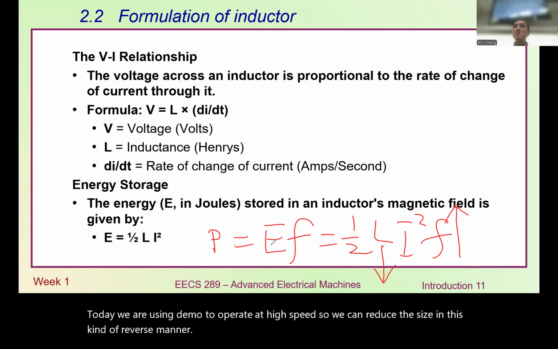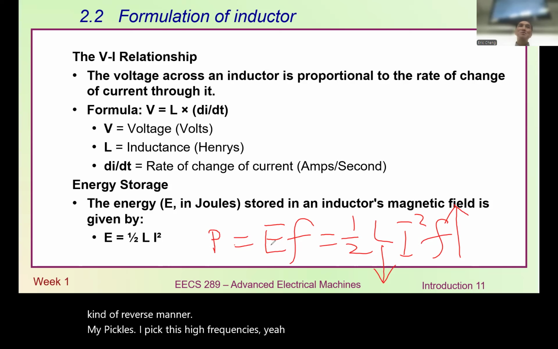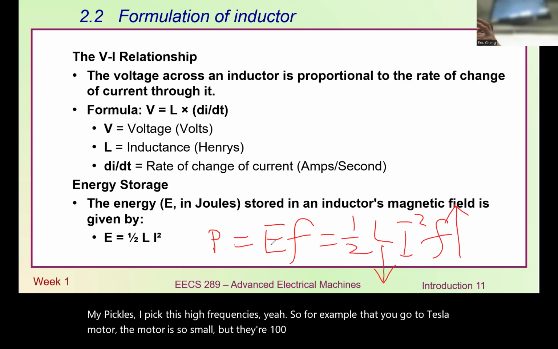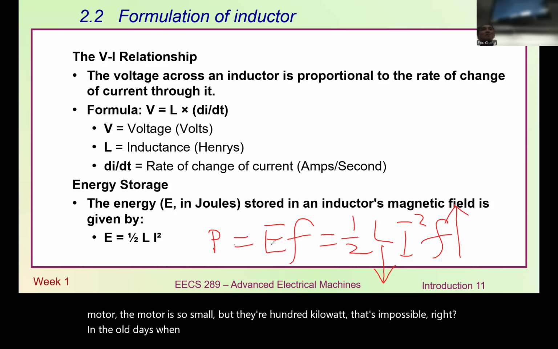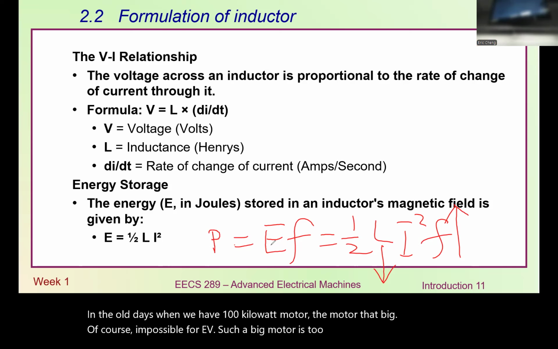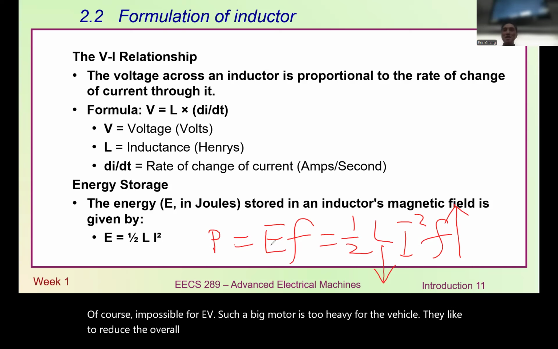On the frequency, yeah. So for example, you go to a Tesla motor, the motor is so small, but they're 100 kilowatt. That's impossible, right? In the old days, when we had a 100 kilowatt motor, the motor was that big. Of course, that's impossible for an EV. Such a big motor is too heavy for an electric vehicle. They like to reduce the overall size. By doing that, they shrink it to small, about that size.